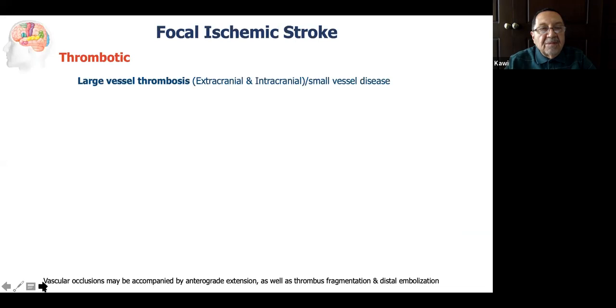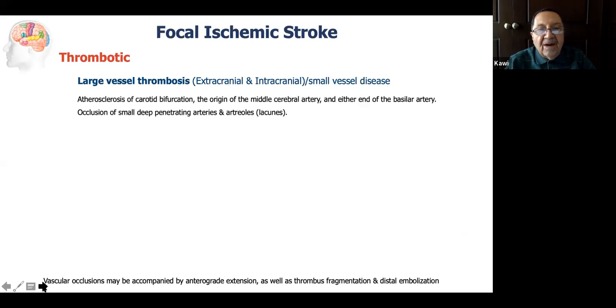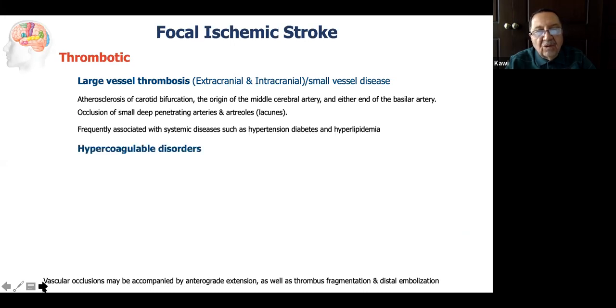Focal ischemic stroke, as I mentioned, it's thrombotic, large vessel thrombosis, either extracranial or intracranial. Carotid bifurcation occlusion is similar to middle cerebral artery occlusion because it's the major contributor to the middle cerebral artery. It's frequently associated with hypertension, diabetes, and hyperlipidemia, which we call a metabolic syndrome. Hypercoagulable disorders such as sickle cell, such as malignancy, and so on. Antiphospholipid syndrome.